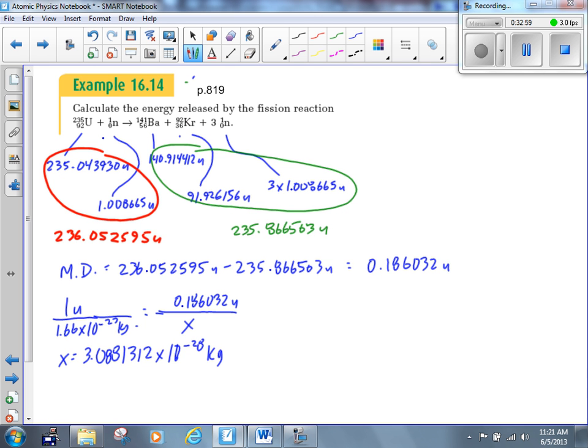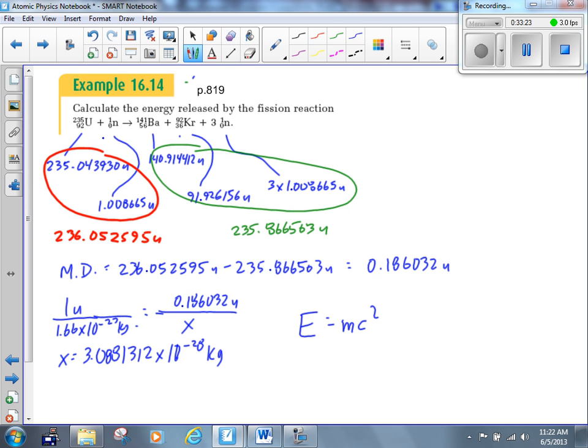What's next? Come on, this is a simple step. We've gone through all the hard stuff now. Joel, what's next? Yeah, and what are we going to do to solve for energy? Not atomic mass. Okay, well, we're going to convert it to kilograms.